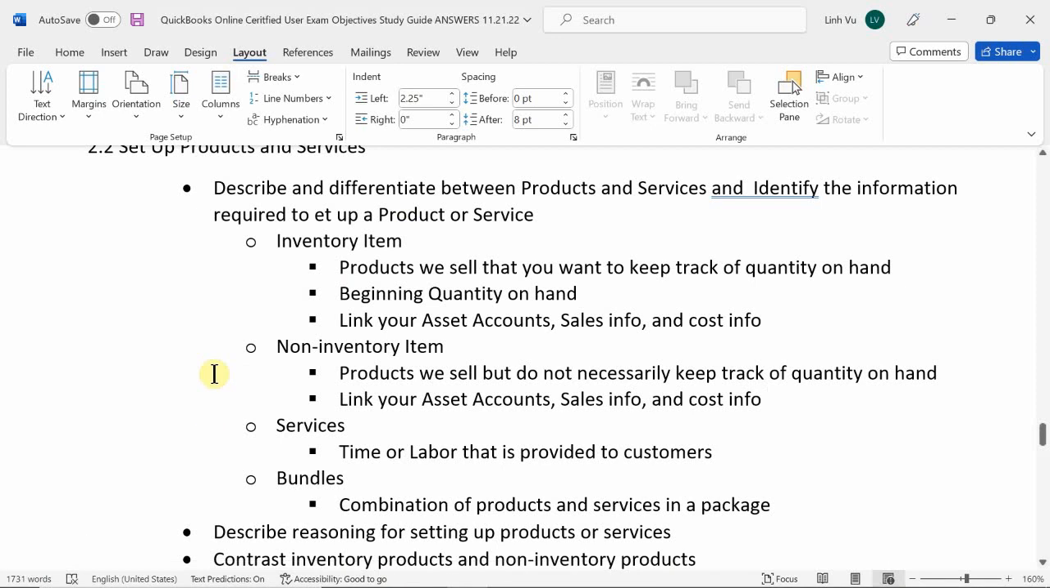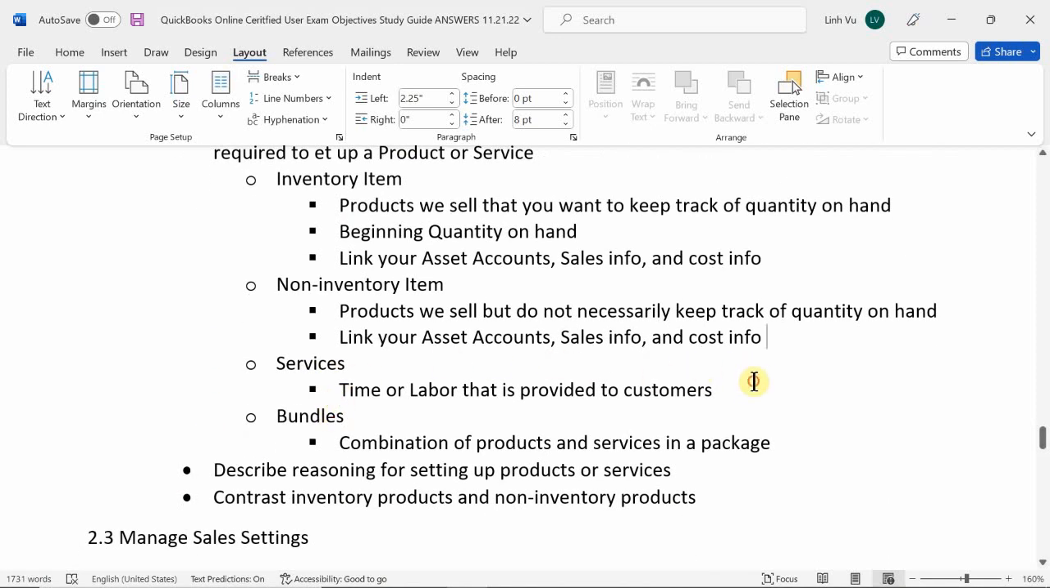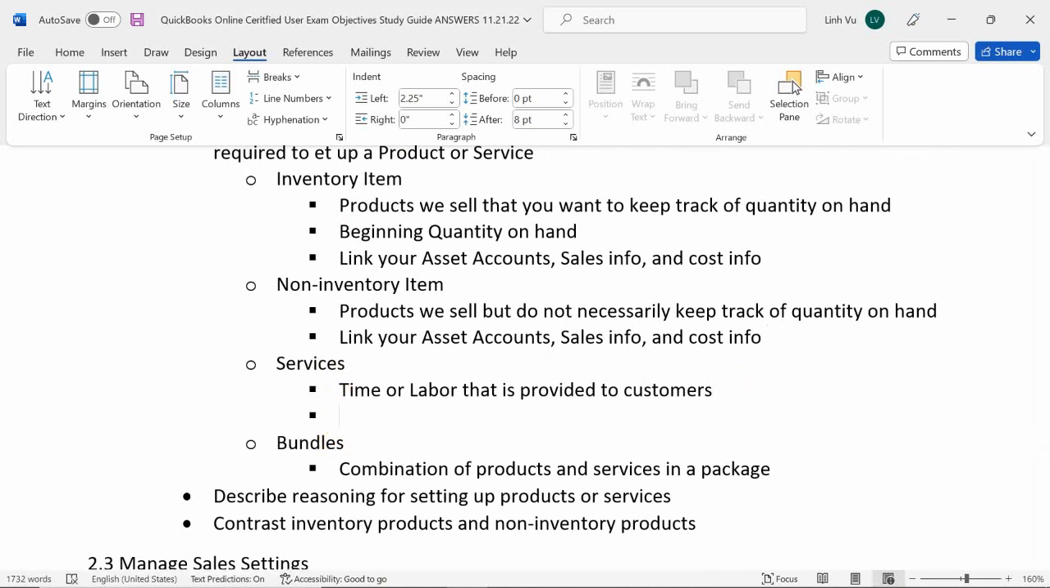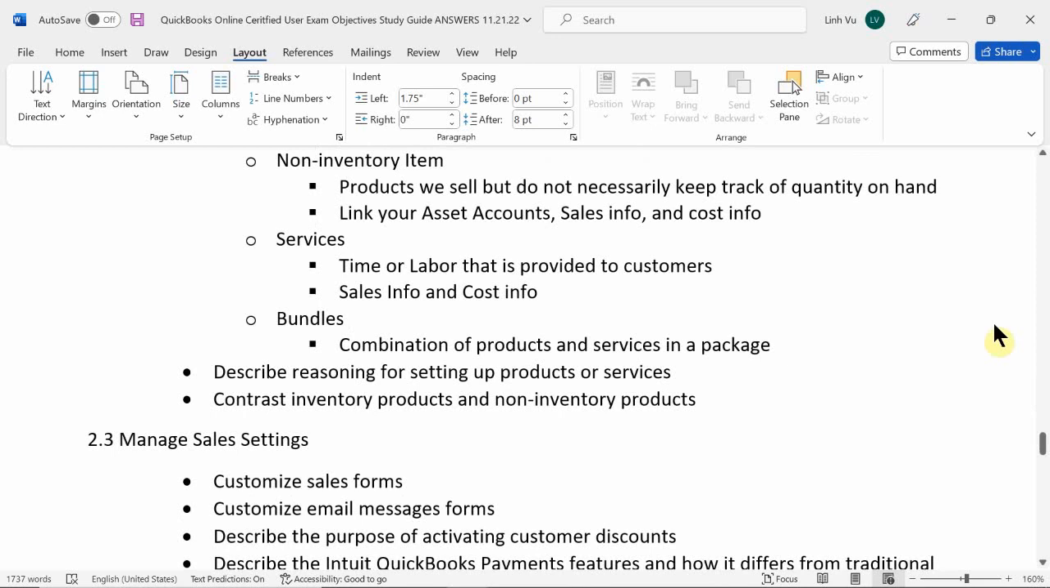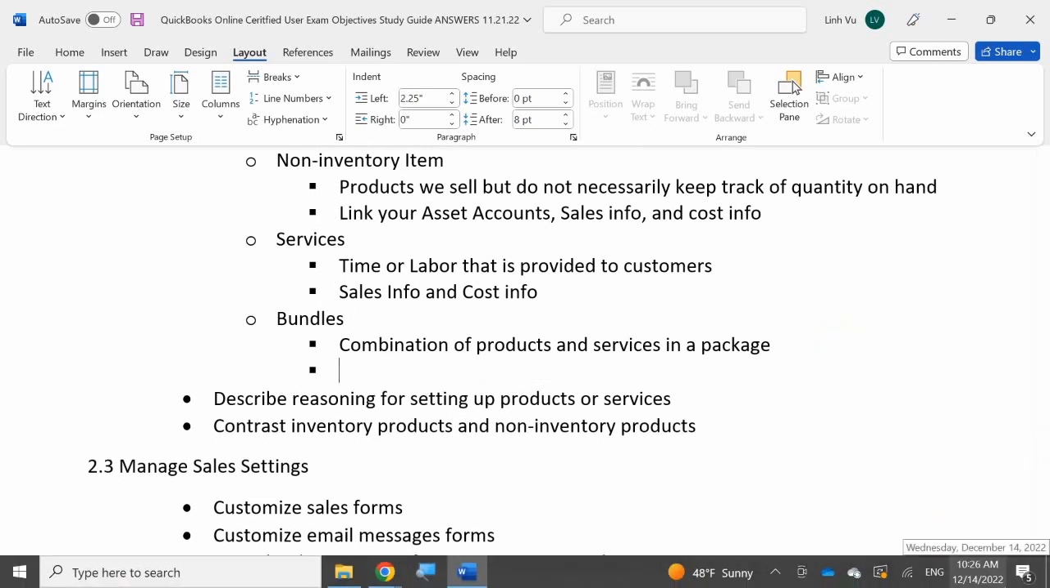Services, what do you do here? Obviously, you don't have actual products to sell. So in this case, all you're filling out is your sales price, your sales info, and if you have a cost, cost info. Okay. And then bundles, what do you have to have in order to create a bundle?